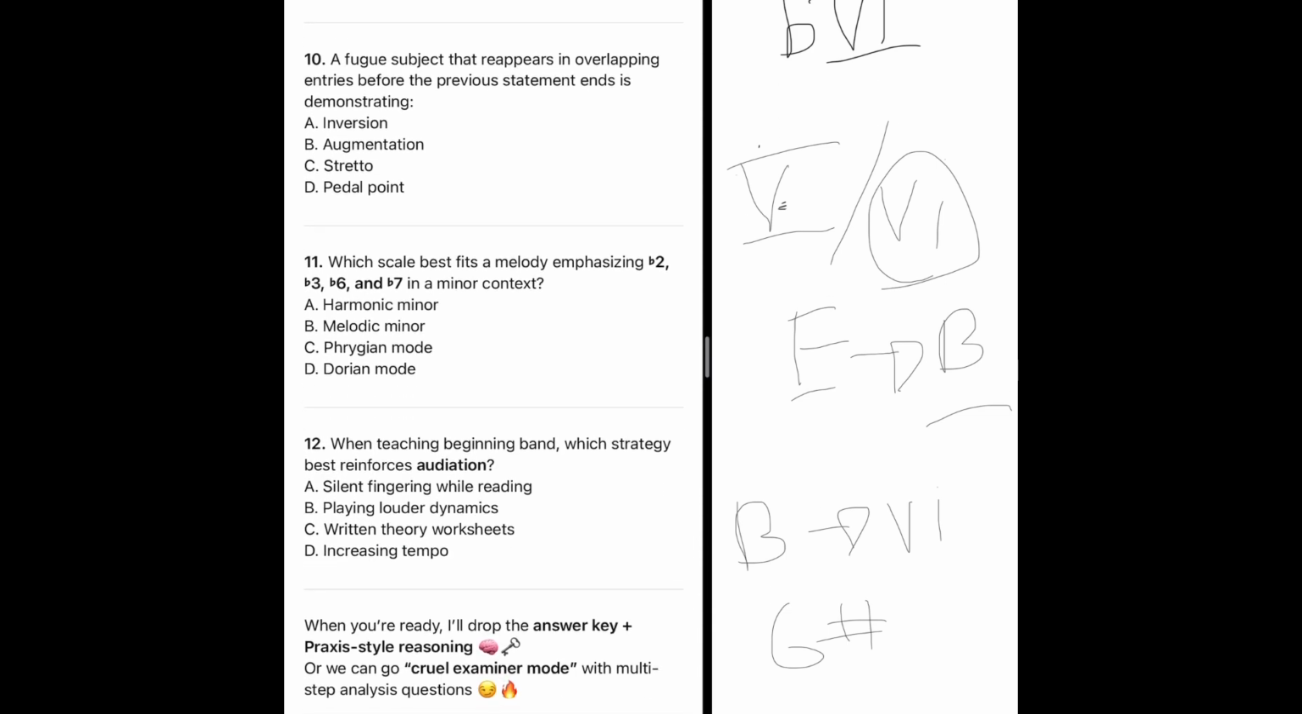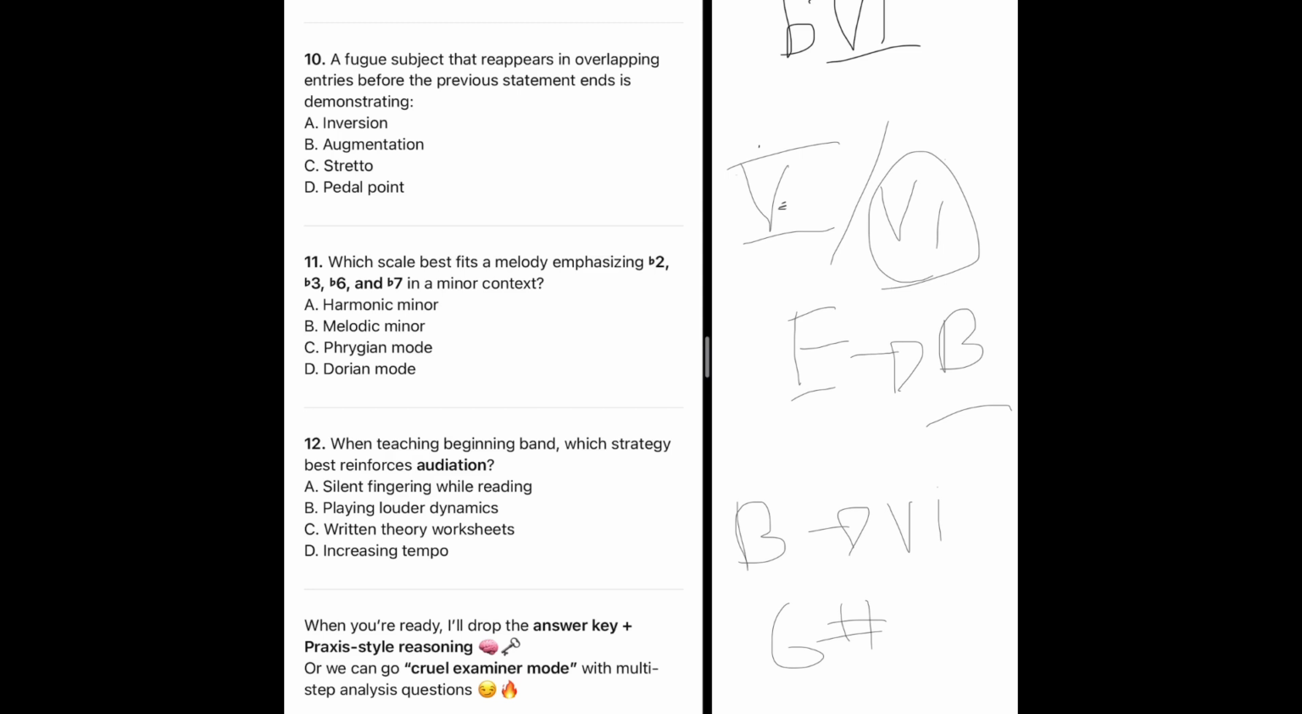A fugue subject reappears from overlapping entries before the previous statement ends, demonstrating a fugue subject. Augmentation. Which scale best fits a melody with only flat 2, flat 3, and context? Flat 2, flat 3, flat 7.